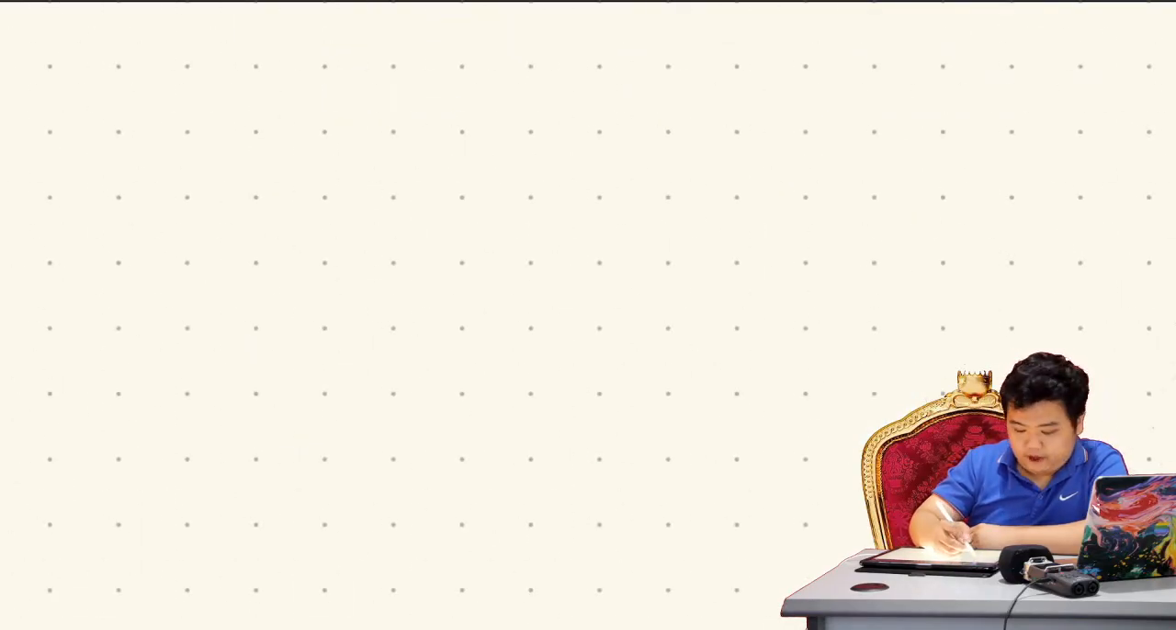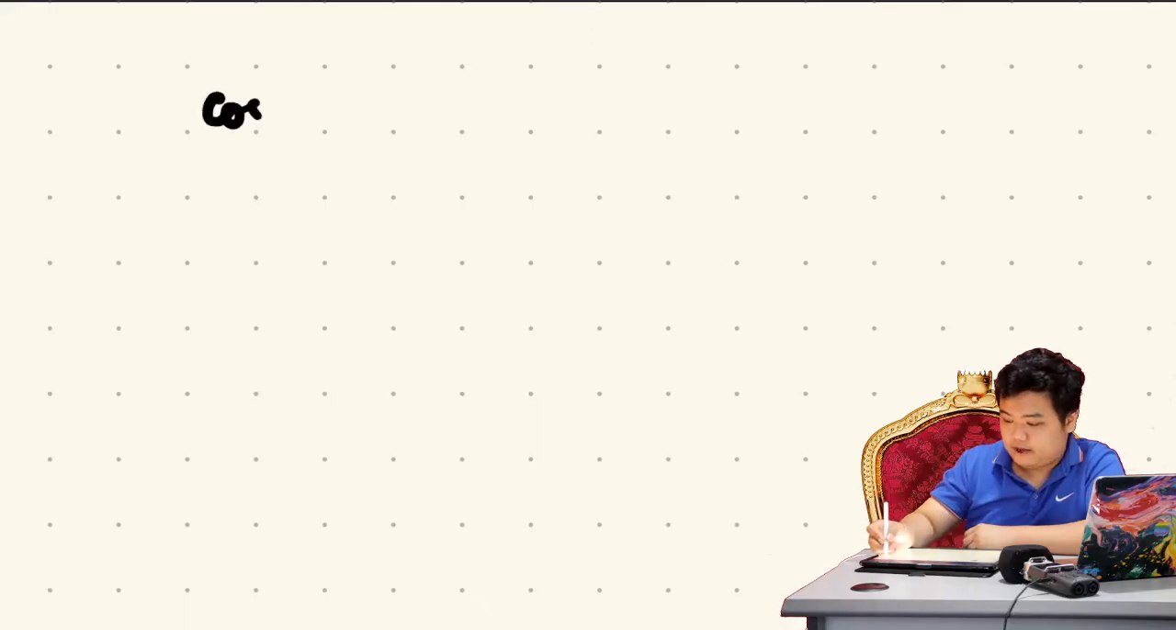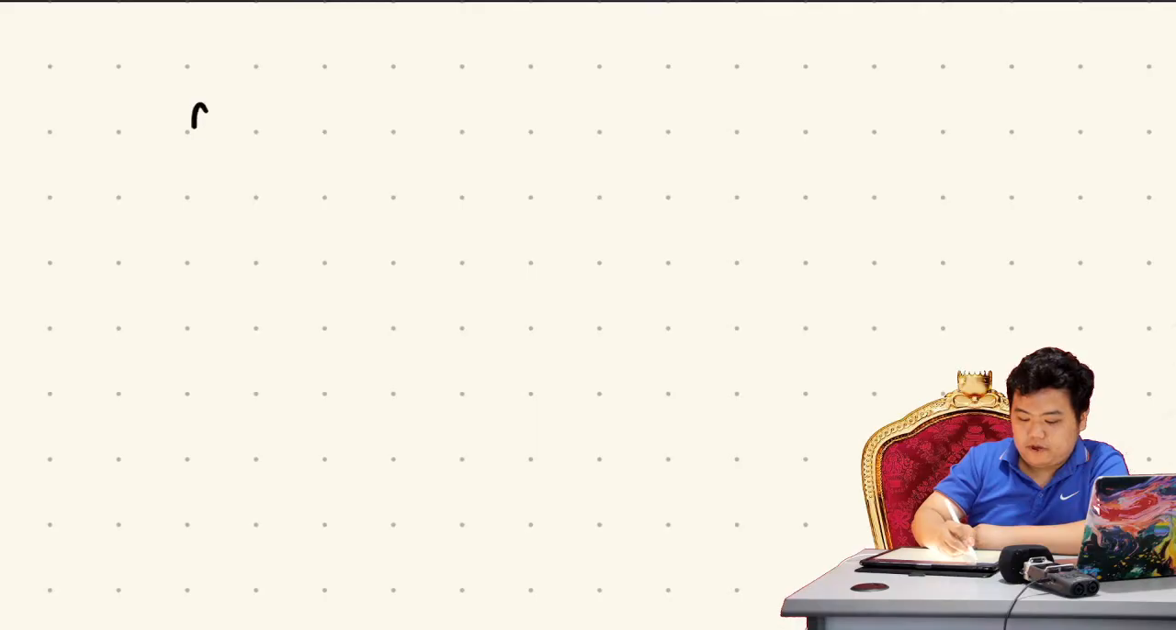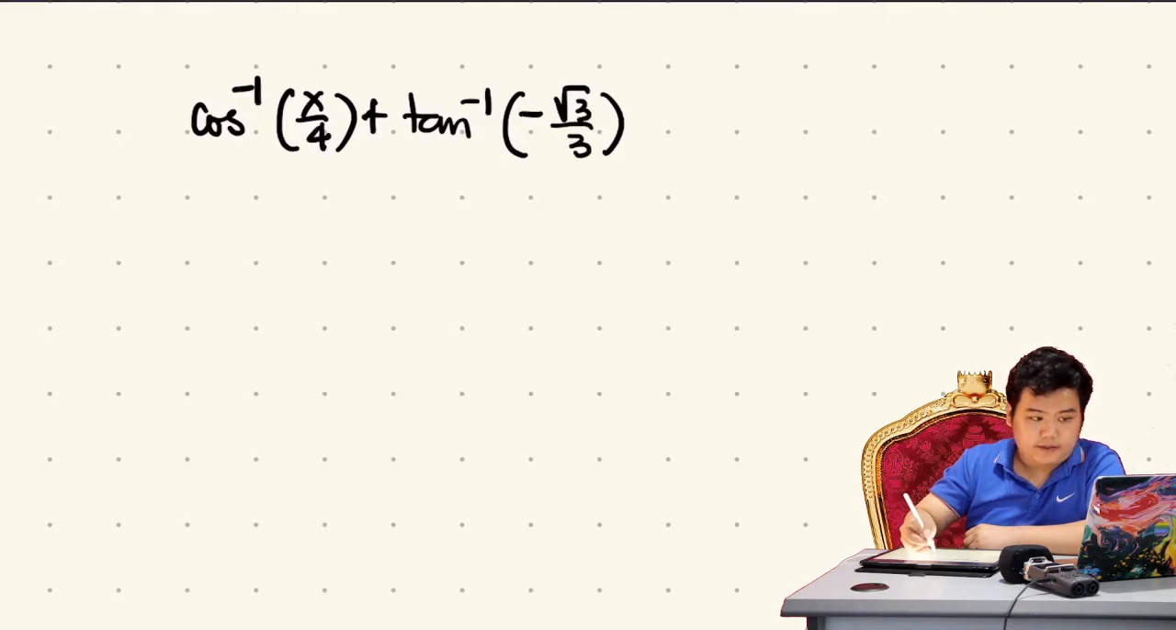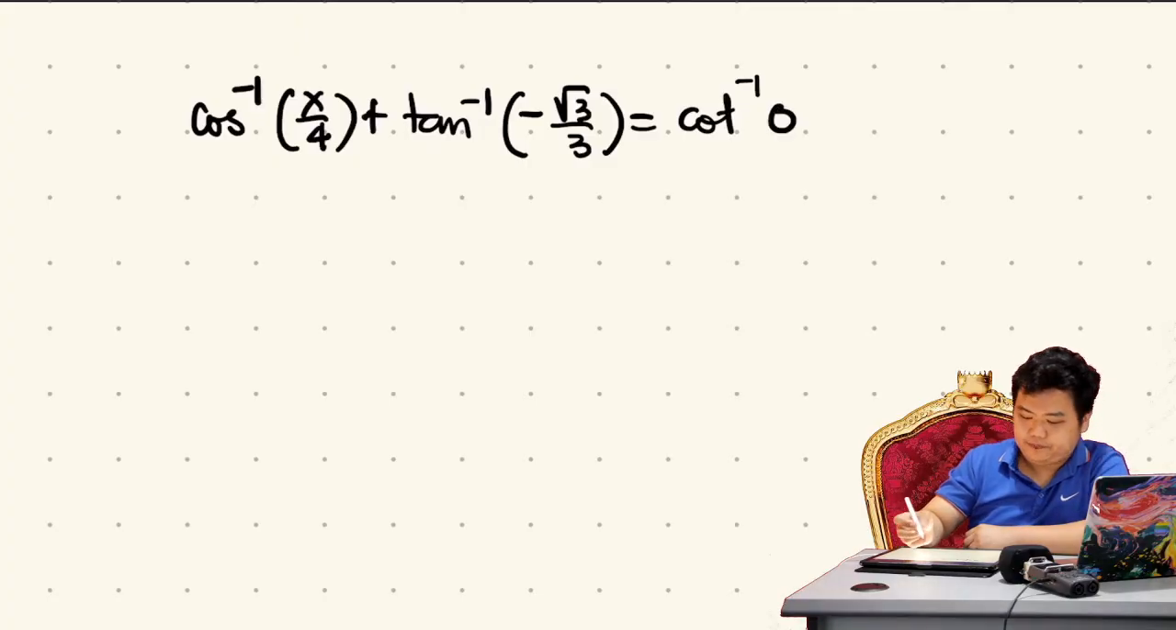Okay, so let us solve for x in cosine inverse x over 4 plus tangent inverse negative square root of 3 over 3 equal to cotangent inverse 0. Okay, so iwanan muna natin tong part na to.